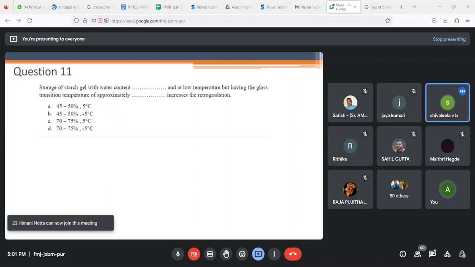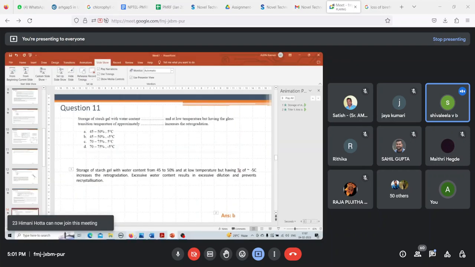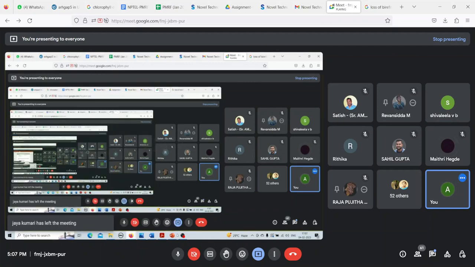Correct. So if you maintain your food below your TG, everything will just freeze. Freezing is completely different from retrogradation. Retrogradation involves crystallization, coming together and aggregation. So if you just freeze the sample, it is not equivalent to retrogradation. So you need to maintain the temperature above the glass transition temperature so that you still have some amount of mobility present, and that will allow the molecules to come close together, form hydrogen bonds and then recrystallize. So your temperature should be above your TG.